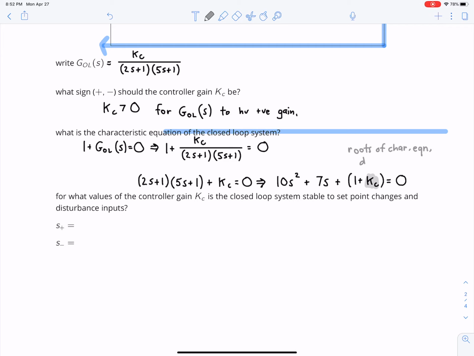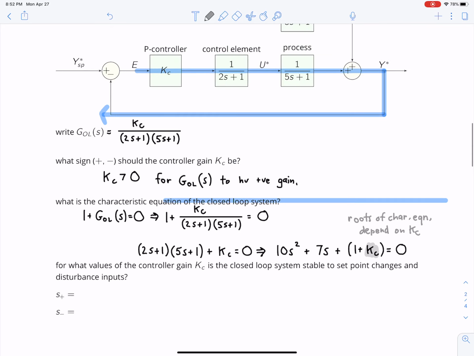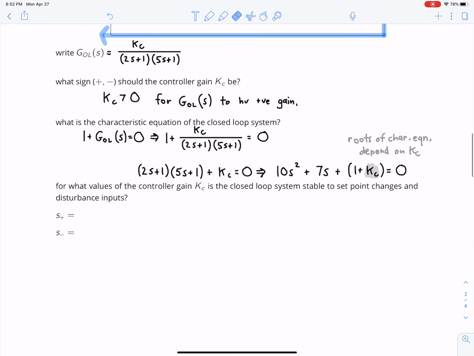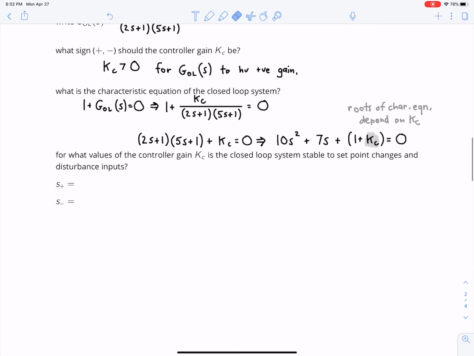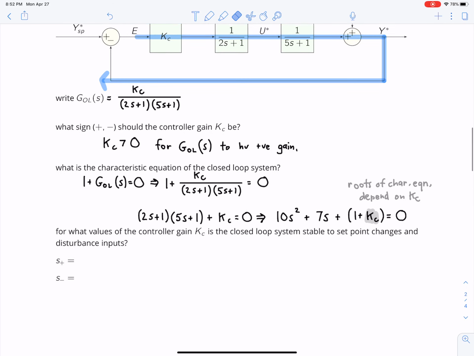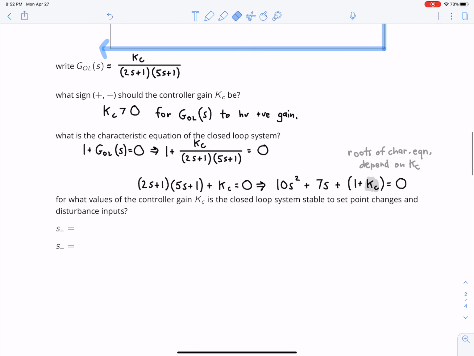And therefore, since the roots of the characteristic equation determine stability, the stability can depend on Kc. So you imagine you turn that knob, the roots of the characteristic equation are moving around the complex plane. You could push one of those roots into the right half plane. That would give a root with a positive real part and a growing response mode, and then you'd be unstable. So let's find out if that happens.